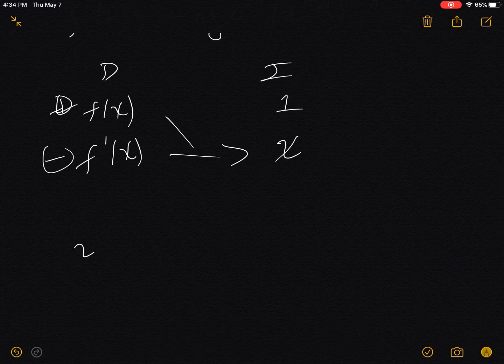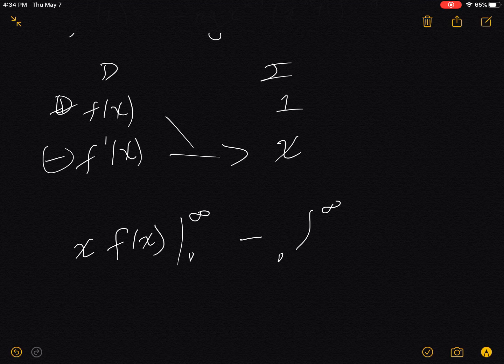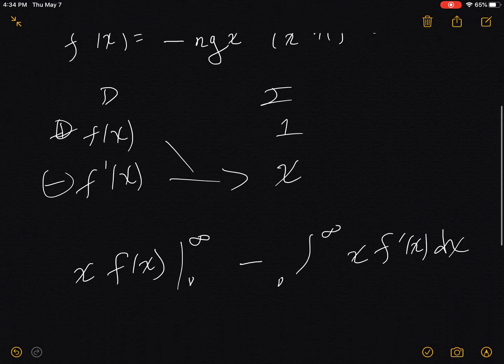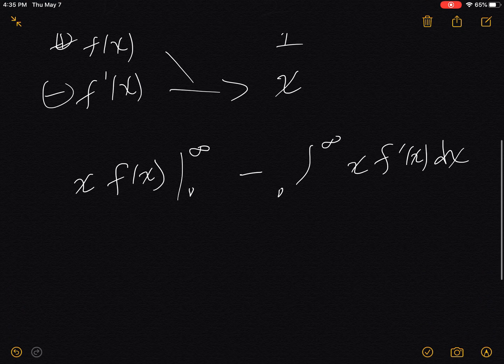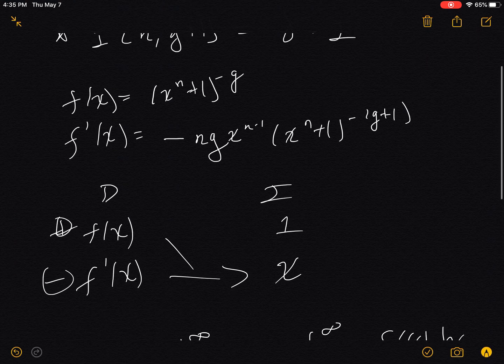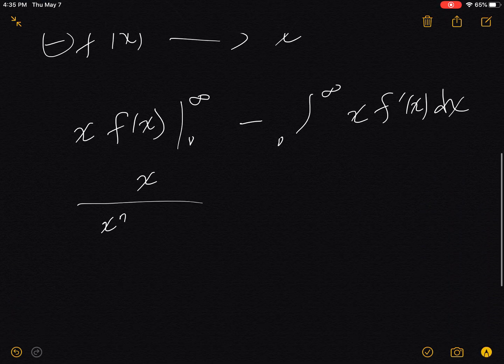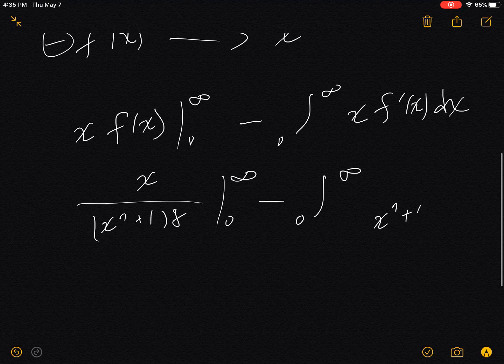So now let's do the basics of integration by parts. You're going to be left with x times f of x from 0 to infinity, and then minus the integral from 0 to infinity of x f prime of x with respect to x. And so now let's plug all these values in that I just solved. Plugging this in right here, we're going to have x over (x^n plus 1) to the g, from 0 to infinity. And this is going to be very similar to what our goal integral is.